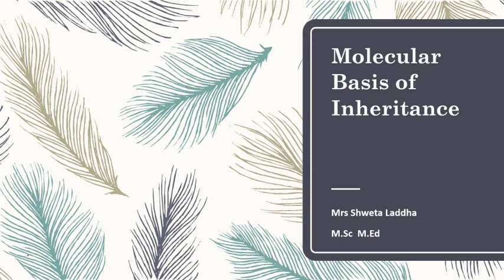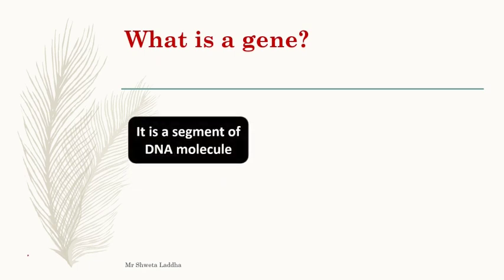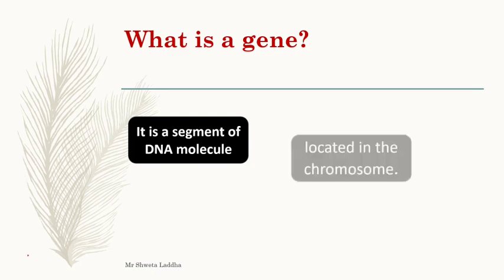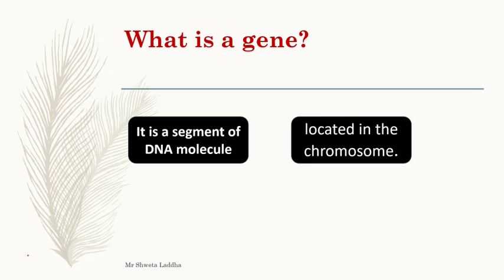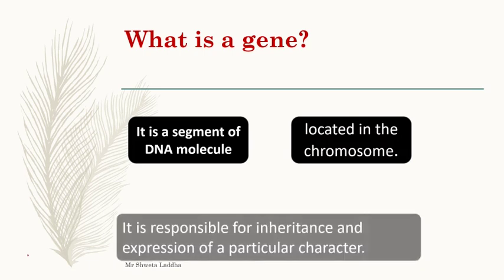Hello, students. Let us begin with a new chapter, Molecular Basis of Inheritance. And today we are going to discuss Griffith's experiment. Now, what is a gene? A gene is a segment of a DNA molecule, a part of a DNA molecule. Now we know it is a nucleotide sequence. And this DNA is located on the chromosomes.